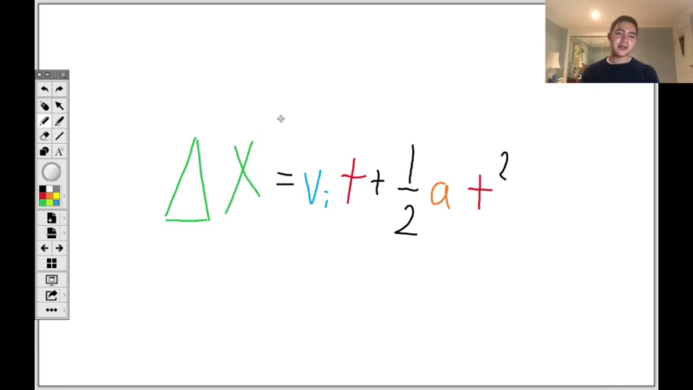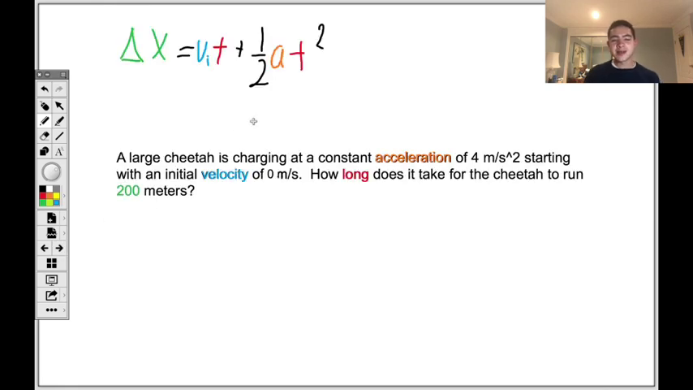Displacement equals the product of initial velocity and time plus 1/2 the product of acceleration and time squared. This equation is missing final velocity, so it will be used in problems that are not related to final velocity. All the kinematic equations are derived experimentally or from simpler equations, such as the ones that we covered in the first video. So it's not important to know the logical meaning of each equation, but it's more important to know how to apply them. With that said, let's try an example.